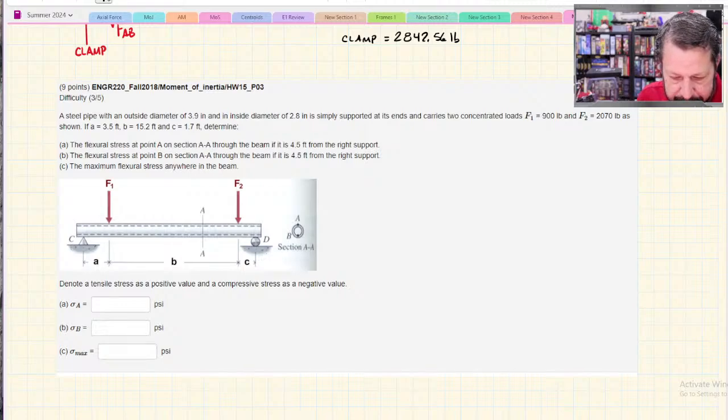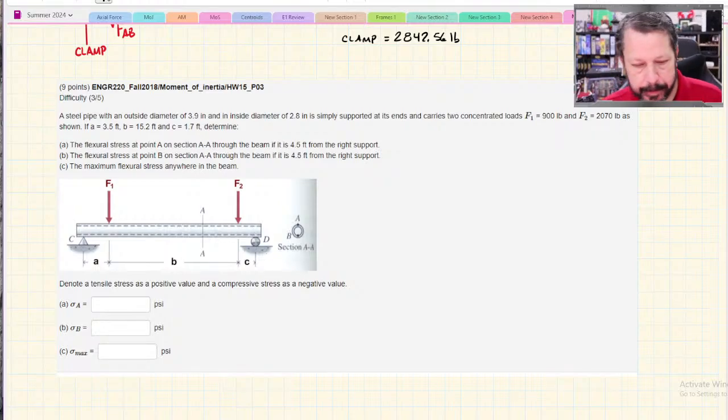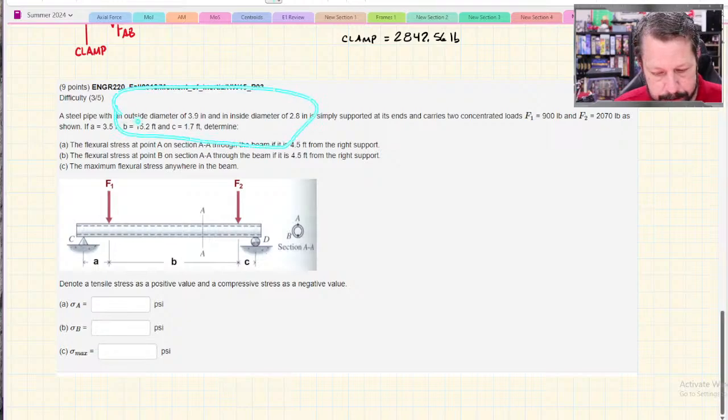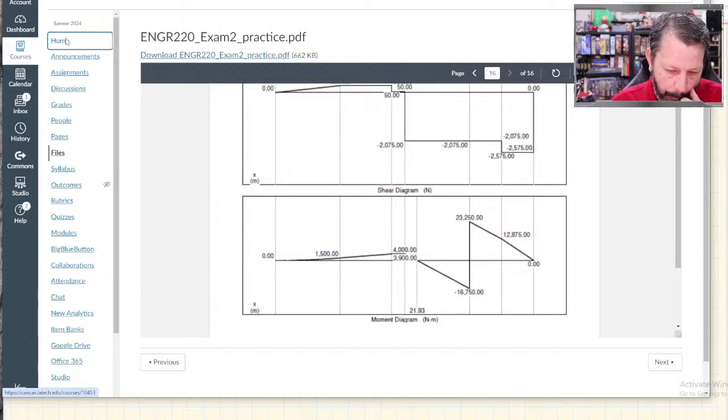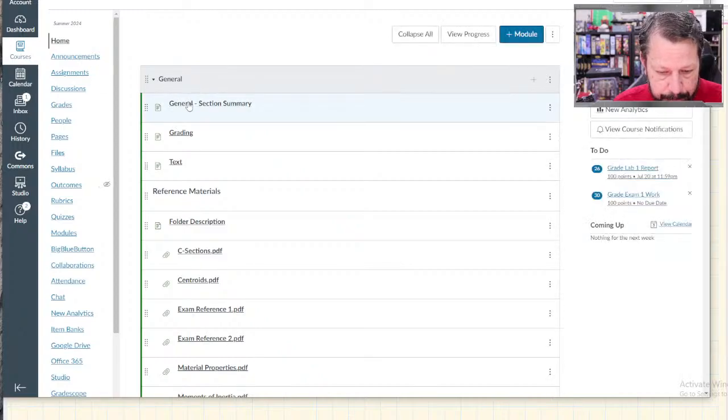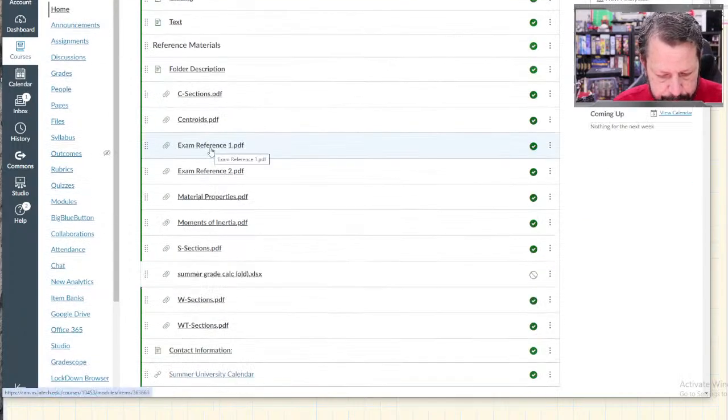So first of all, it tells us that the section is a tube, a steel pipe. Now, you've got to be careful with steel pipes, because this one is a steel pipe with a particular outside and inside diameter. So that's fine. But let me check our, probably in the exam reference. I don't know which one.